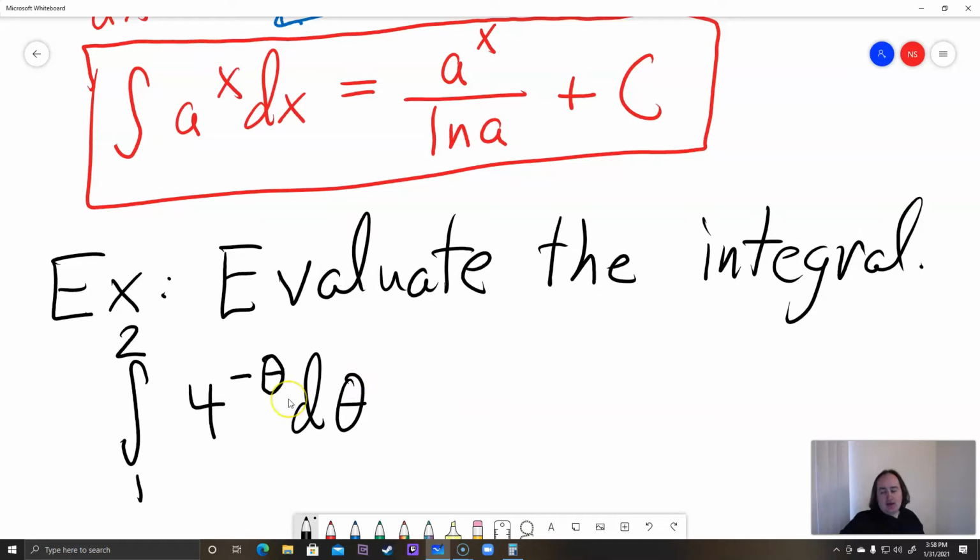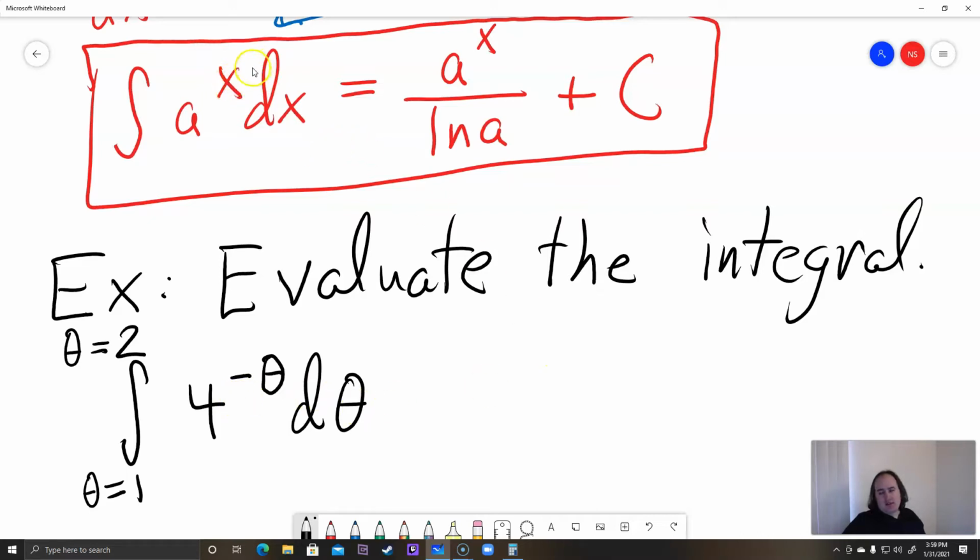Here our independent variable is theta. That's what the integral is in terms of. So we're doing a definite integral here, and we're going to be plugging in numbers at the end. The numbers that we plug in are in terms of theta, so this goes from theta equals 1 to theta equals 2. Of course, we have to do u substitution here because this is a composite function, and we're going to get to use our new formula up here. But first we have to get it in the form integral of a to the u du.